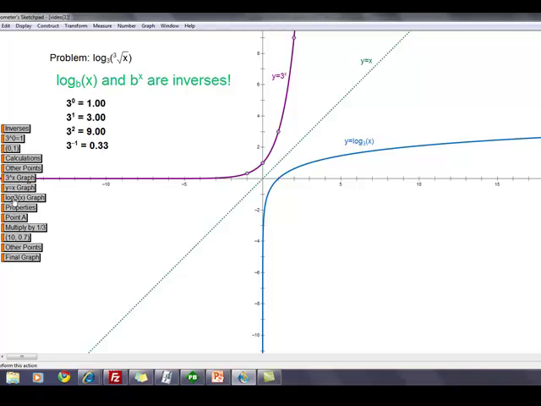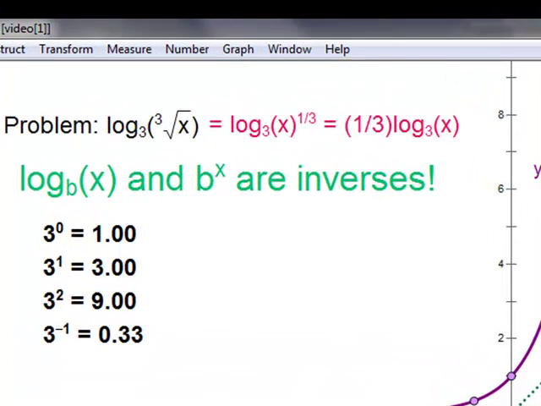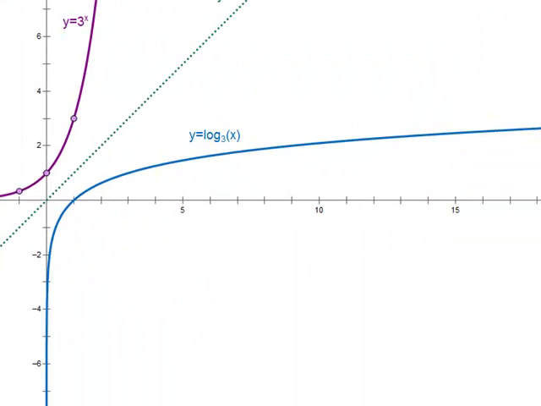Based on the properties of logs that we went over earlier, we know that f of x equals log base 3 of the cube root of x is equal to log base 3 of x to the 1/3, which equals 1/3 times log base 3 of x. The relationship between 1/3 log base 3 of x and log base 3 of x is that for every x value, the y value of 1/3 log base 3 of x is 1/3 the y value of log base 3 of x.